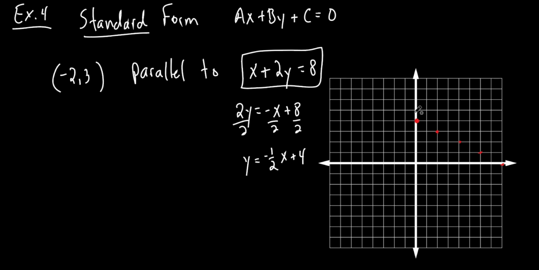Now I'm going to go the other way. I'm going to go up 1 to the left 2, up 1 to the left 2. You don't have to draw all those points. I just like to because I like to connect the last ones. And there you go. So that's the line that they give me.